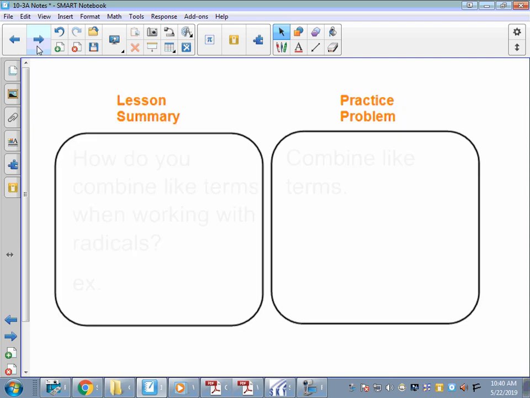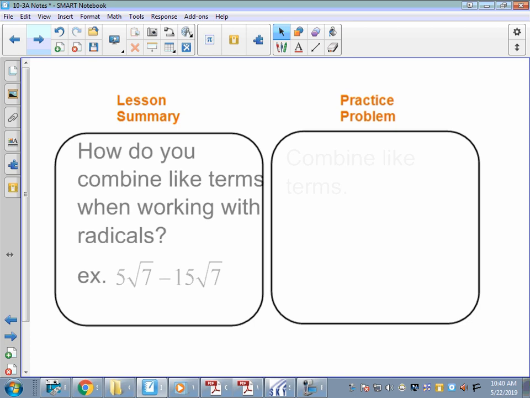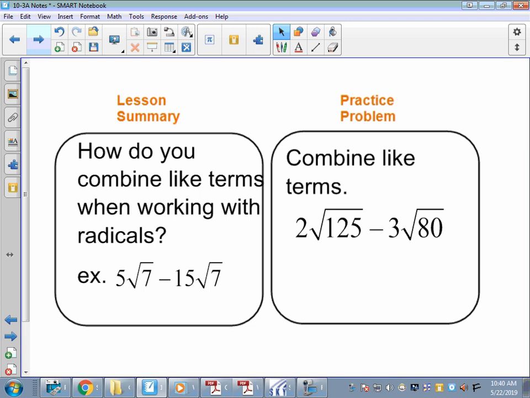So our lesson summary here is how do you combine like terms when working with radicals? So here's an example. How do you combine those terms? And then the practice problem here is to combine like terms. 2 times the square root of 125 minus 3 times the square root of 80. So to break those down first, I would use 25 for that first one, and I'd be looking at, say, 16 for the second one.